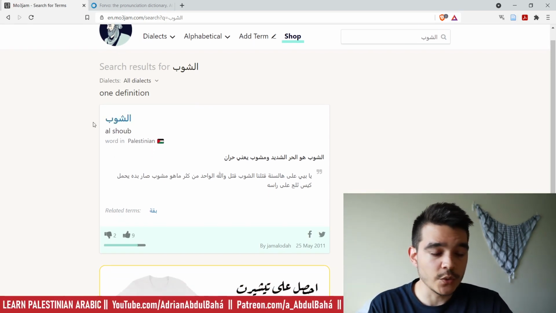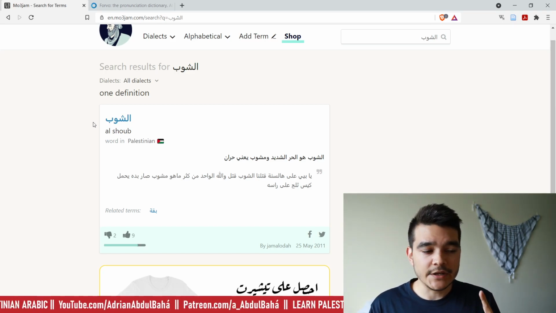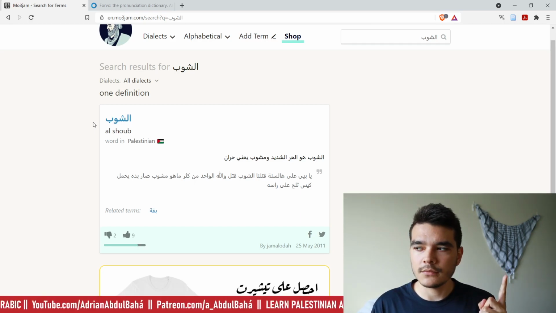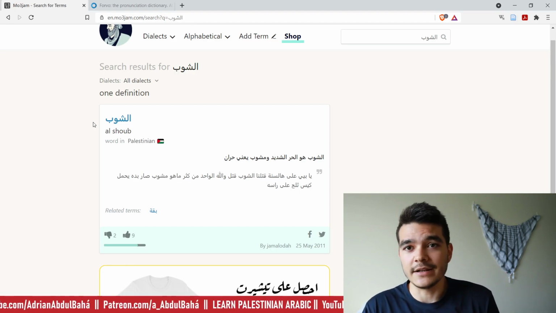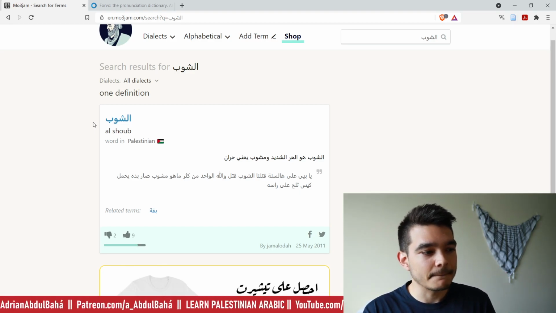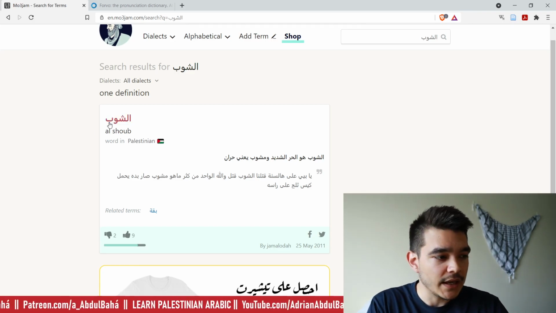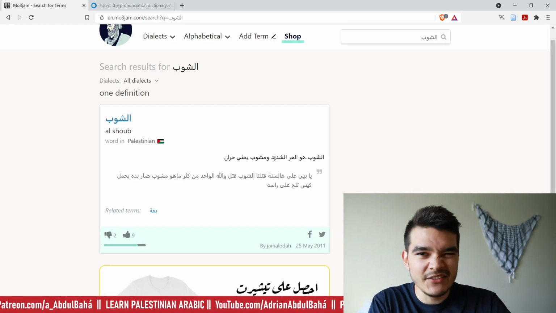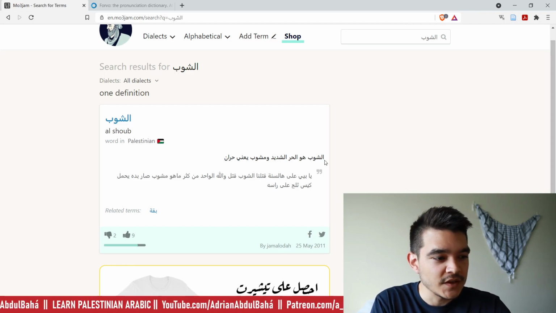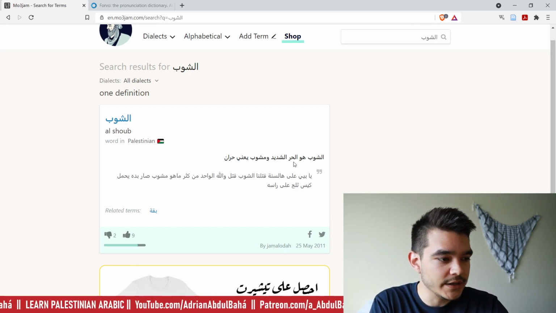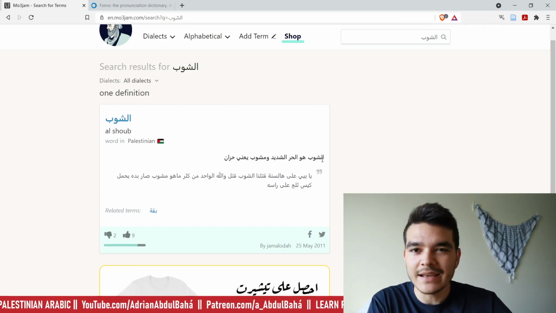So, for example, shob means hot. I'm 99% sure that there's no entry for this on Wiktionary, because I haven't added it. So this is the only place where you would be able to find this, because it's a very dialect word, and it just means heat. You can get a sense of the tone of the website by looking at this. The definition says الشوب هو الحر الشديد. So shob means intense heat, okay?